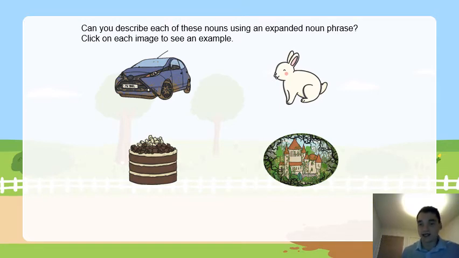So when we use an expanded noun phrase, then we add an adjective into a phrase already. So if I was going to look at this car, I could say the car, but if I wanted to add an adjective, I might say the blue car. Now my phrase, my group of words, has an adjective in them describing a noun, which makes it an expanded noun phrase. So take a look at these nouns: the car, the rabbit, the cake, and the castle. Pause the video and see if you can come up with your own expanded noun phrases.